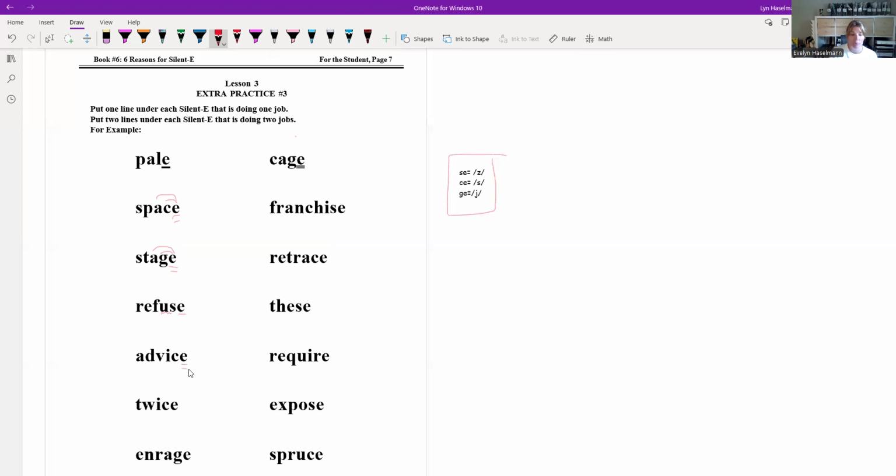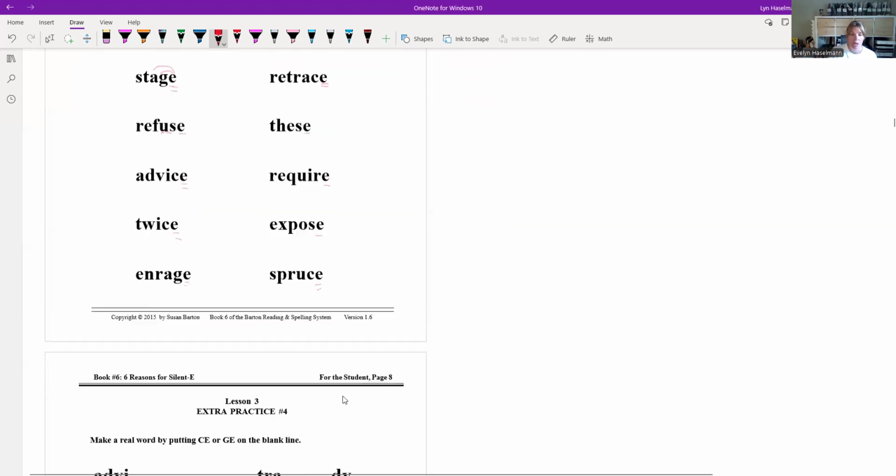Advice, there's 2. The I and the C, twice, 2. Enrage, 2. The A and the G. Cage, 2. Franchise, 1. Retrace is 2. These, 1. Require is 1. Expose is 1. And spruce is 2. Okay.